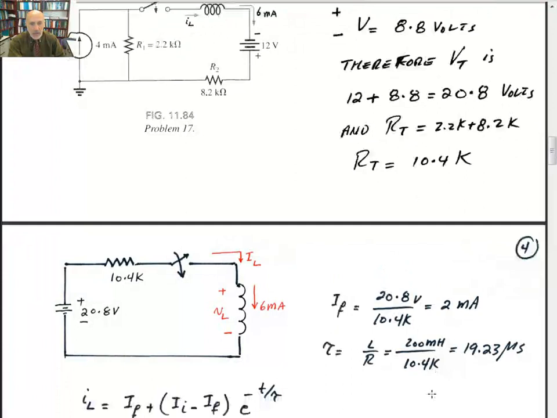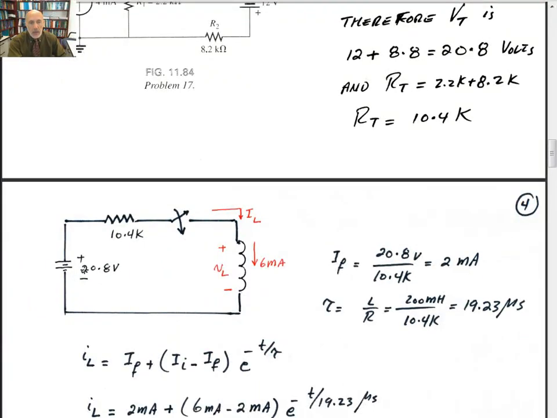So once you simplify the circuit, this is what you have. You got a 20.8 volt source with 10.4 kilo ohms, and you close the switch at time t equal to 0. You have some initial current through an inductor of 6 milliamps. So I final, when the switch is closed and everything is steady state, the inductor acts like a short circuit. So you got 20.8 divided by 10.4. That gives you 2 milliamps.